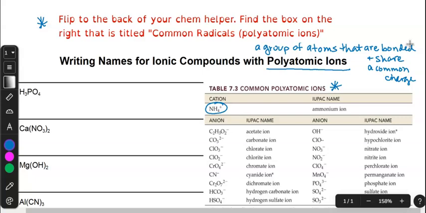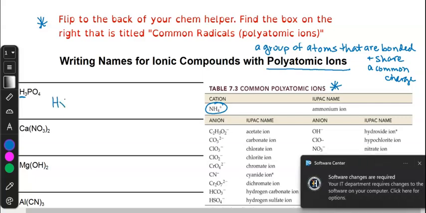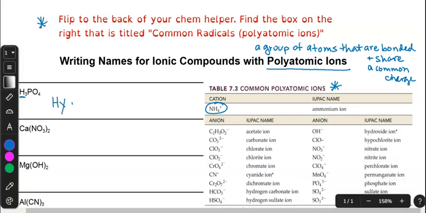H3PO4. The first thing that I'm going to do is name my cation. Well, that's going to be hydrogen. It's on the left. So hydrogen is my cation. I'm first going to write the name hydrogen. And then I'm just going to cross it out, along with the subscript of 3 that's next to it, because we don't need it for naming ionic compounds with polyatomic ions. But look at what's left. What's left here is PO4.